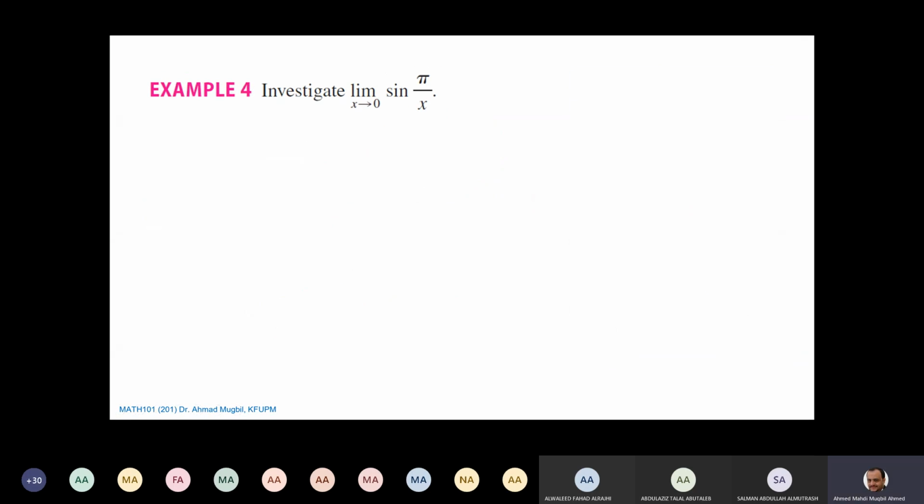Okay, this is another example of when calculators cannot help. Of course, if you try to use your calculator, you will be in trouble to approximate or estimate the value of this limit. Now, what is the problem? The problem is that when you put x equals 0 here, it will be sine pi over 0, almost 0. And this is undefined. How can you define it?